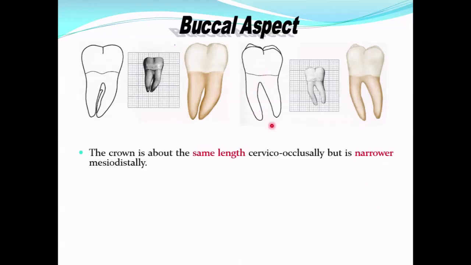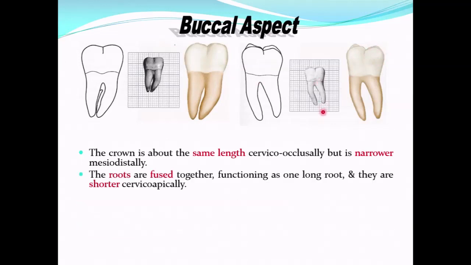The first one, the crown is about the same length, this one and that one, but it is narrower. Measured distally, the third is narrower than the second molar. The roots are fused together, functioning as one long root, and they are shorter cervico-apical. As we said, the more we move distally, from the first to the second to the third, the roots are shorter, narrower, closer to each other, may be fused and less developed.